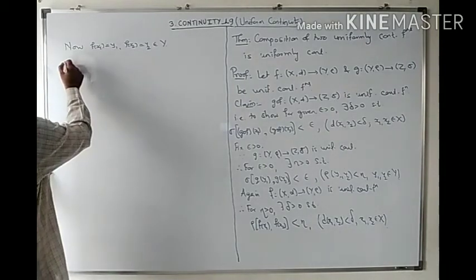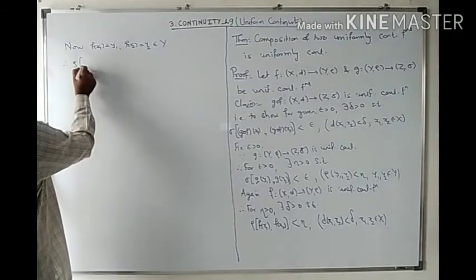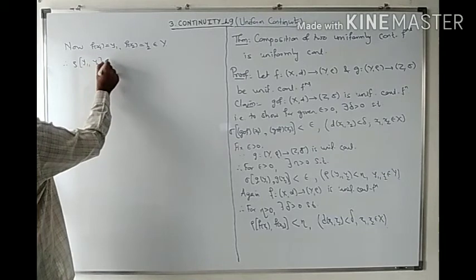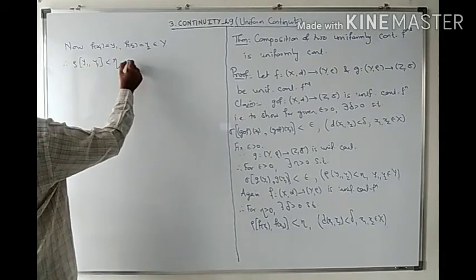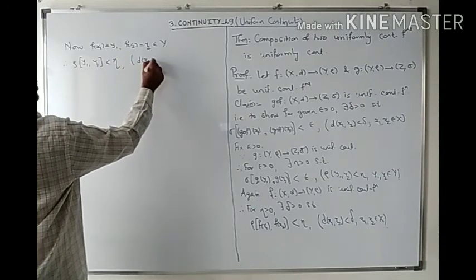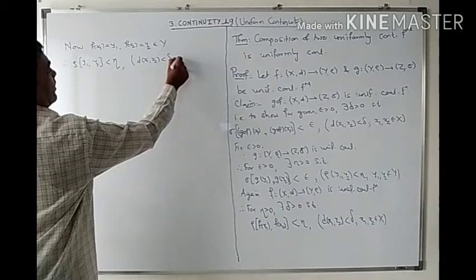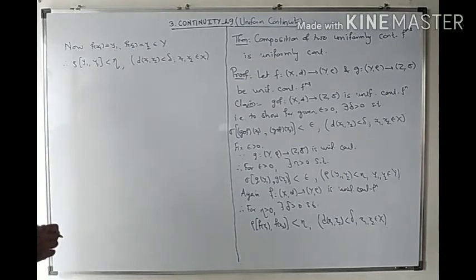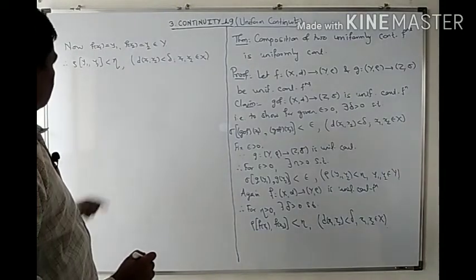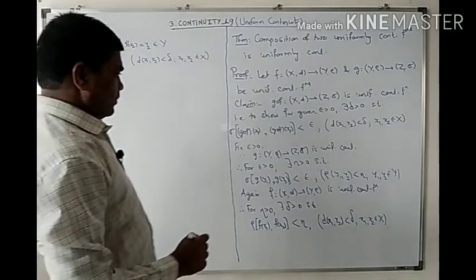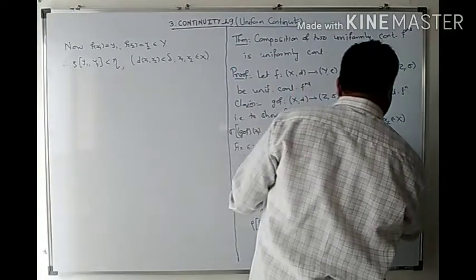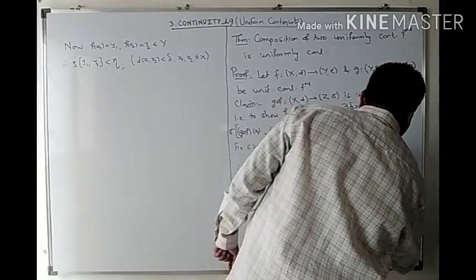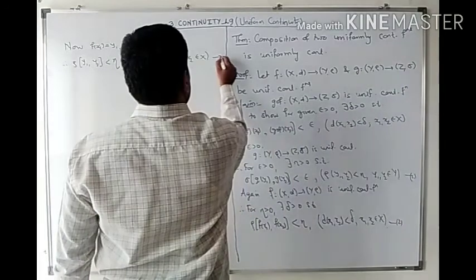And therefore rho of y1, y2 is less than eta whenever d of x1, x2 is less than delta, x1, x2 belonging to X. So this is 1, this is now 2, this is 3.